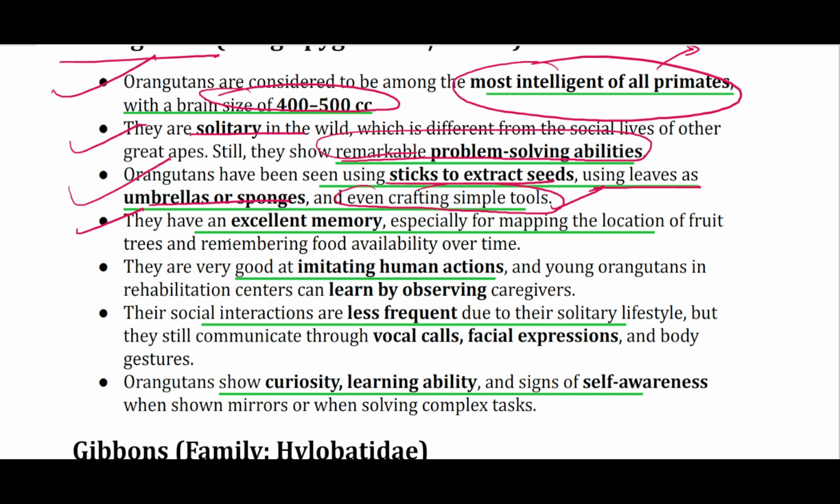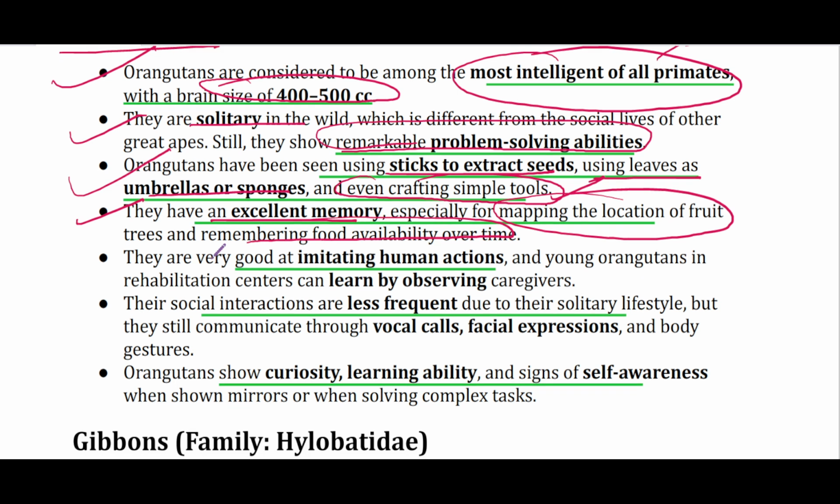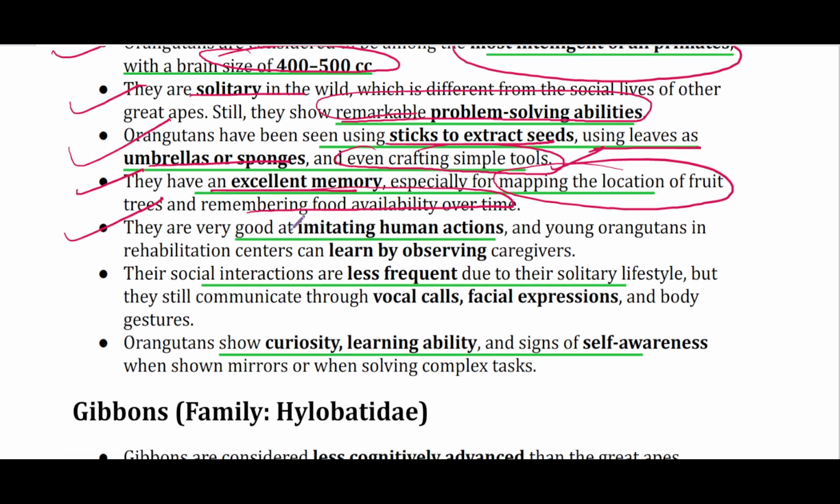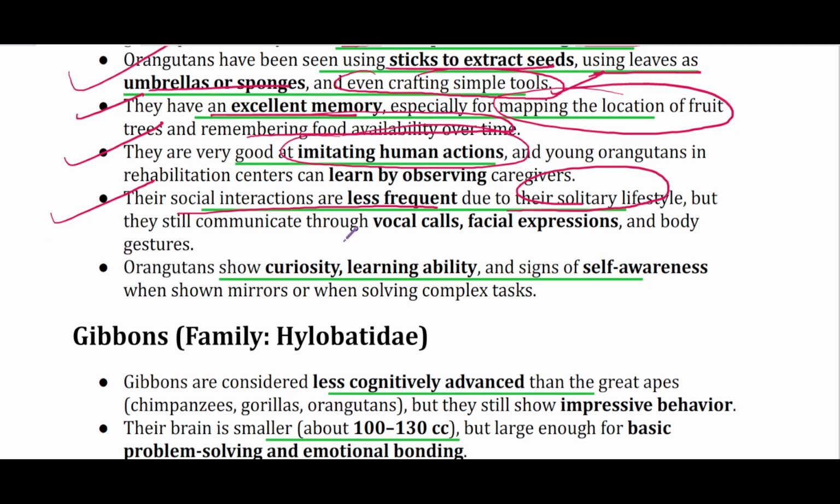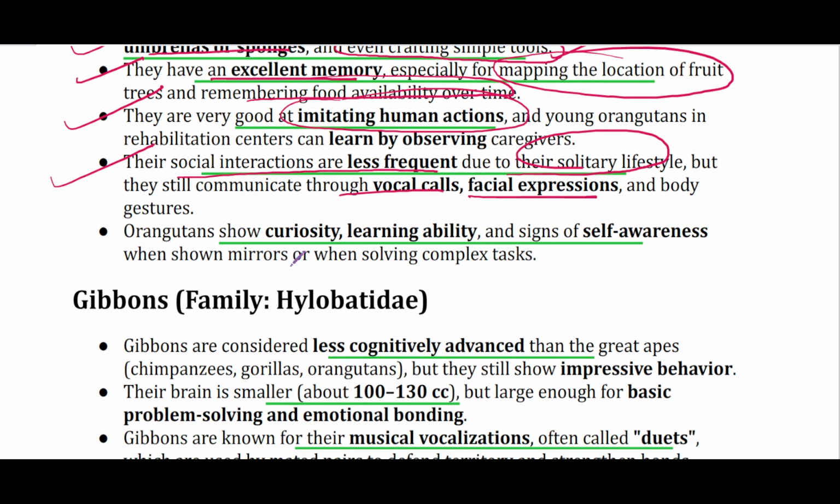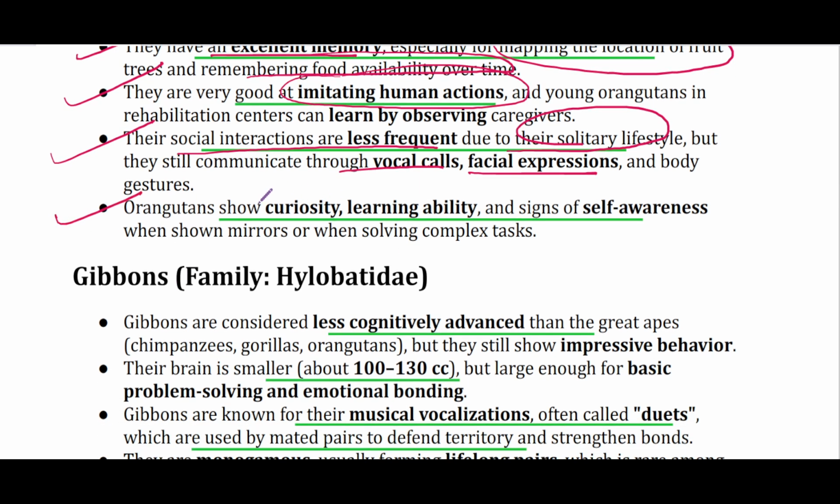Then they have an excellent memory, especially for mapping the location of fruits or remembering the food availability. They remember very well where they found food before. And they are also very good at imitating human actions. And their social interaction is less frequent because of their solitary lifestyle, but they communicate through vocal calls and facial expressions. And orangutans have been seen showing curiosity, learning abilities, and signs of self-awareness when shown mirrors.